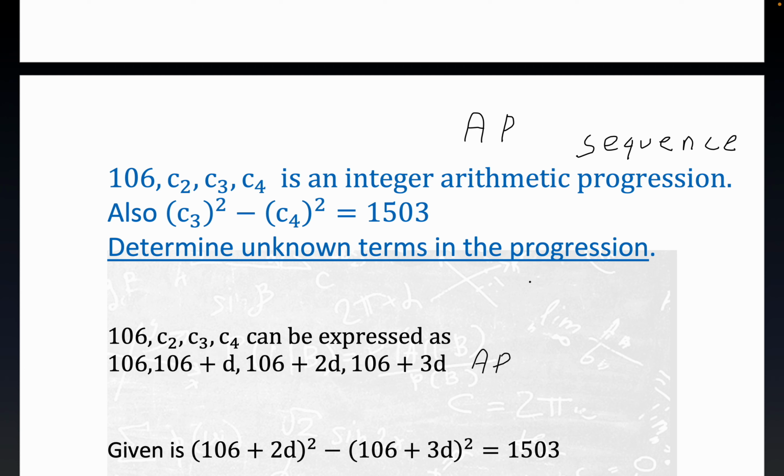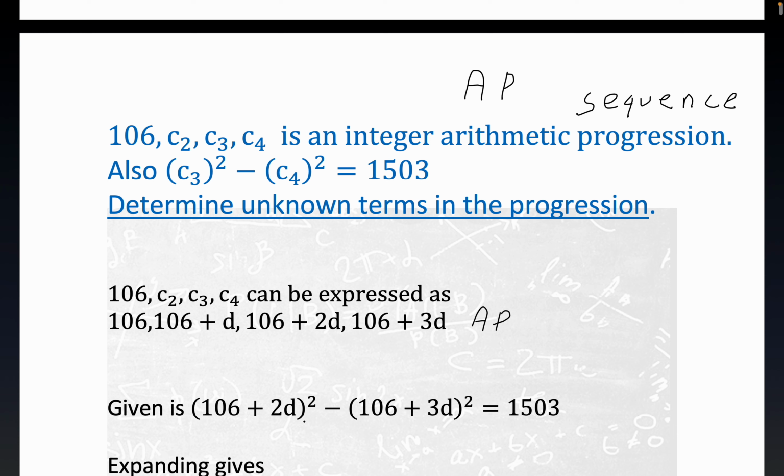All right, so what are we going to do now? We're going to use the given. So the given information translates to this. Because this is your c sub 3 term right here, and c sub 4. And so we're squaring c sub 3 and subtracting from it c sub 4 squared. And we know that that's 1503, which is a constant that's very, very useful.